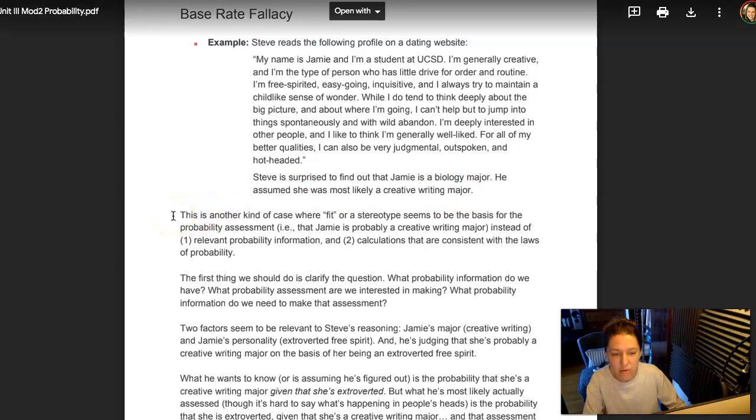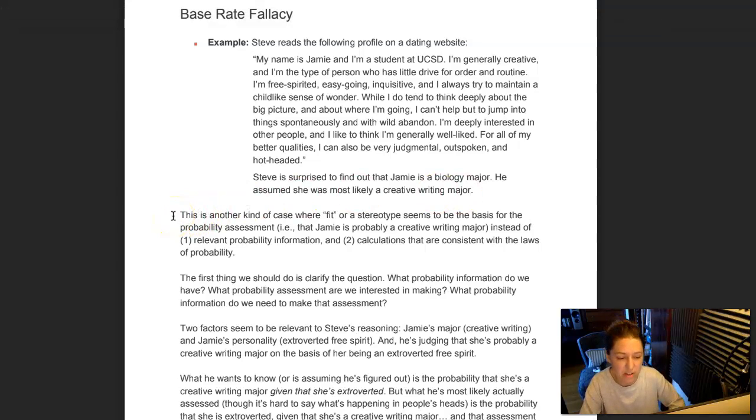Okay, so how is this an error in reasoning? He draws the conclusion that she is most likely a creative writing major on the basis of a description of her personality. And it's an error. So what goes wrong here?